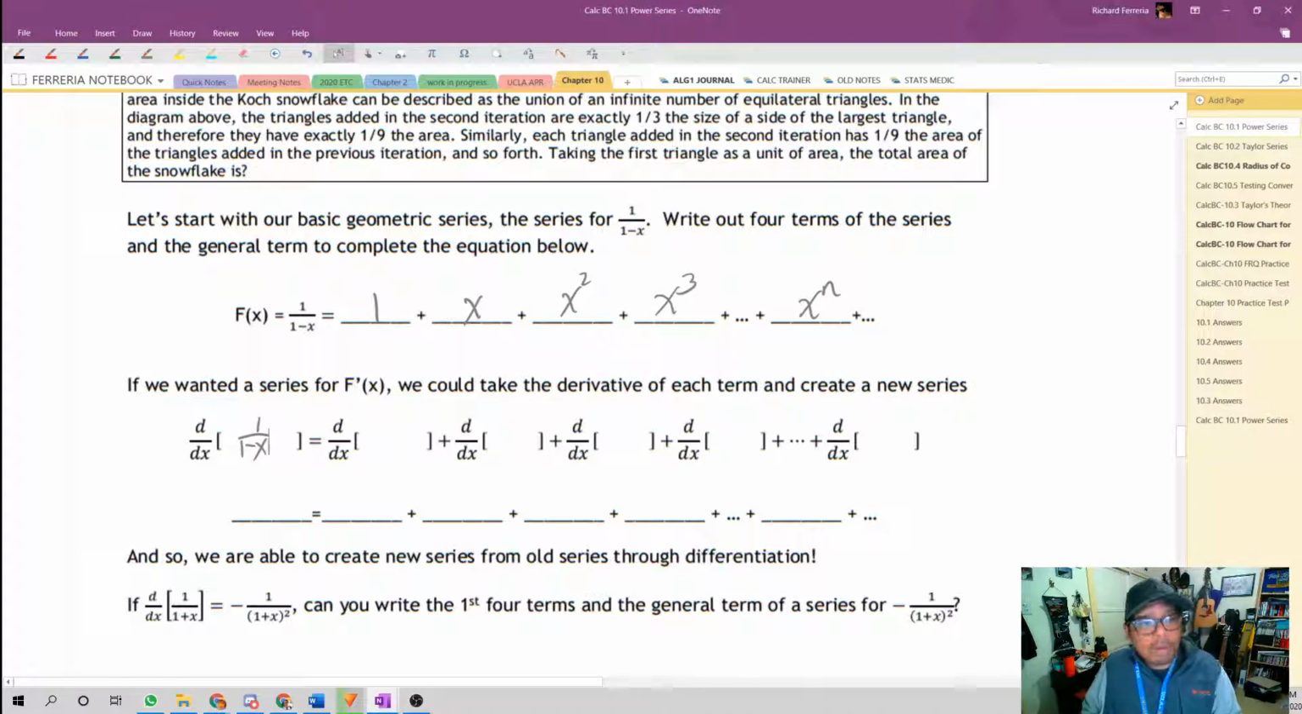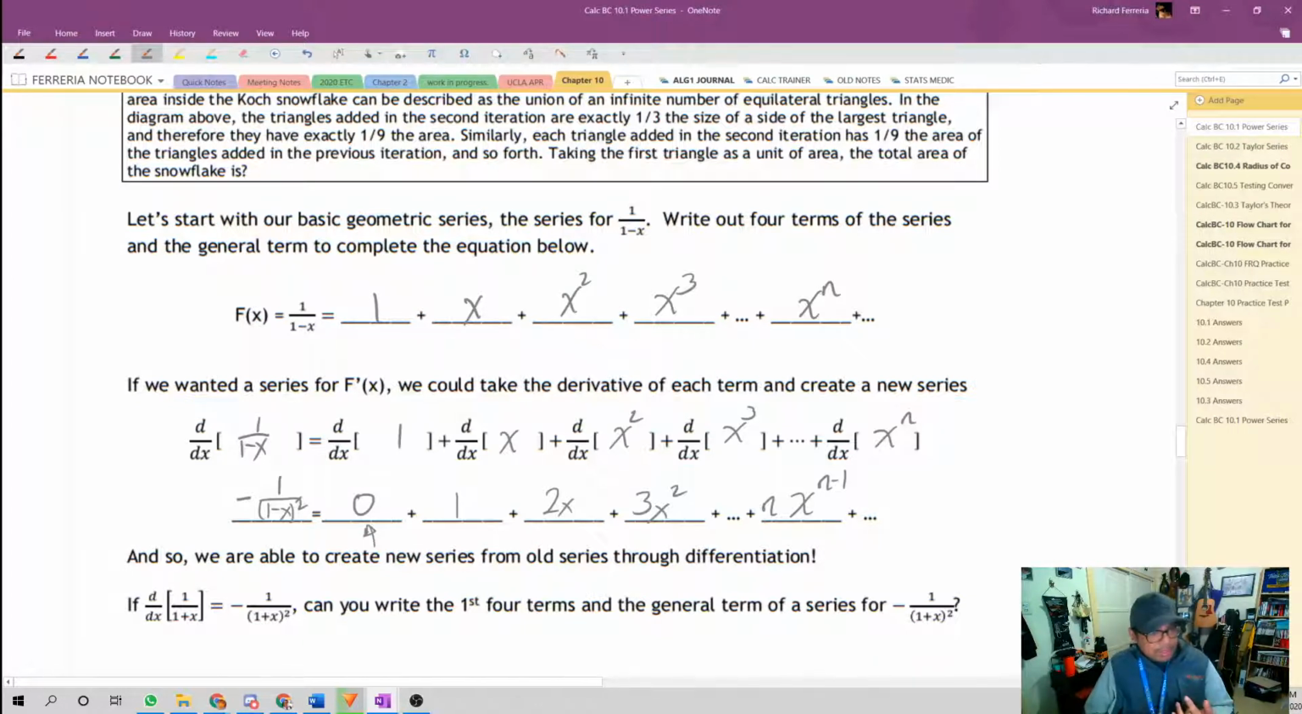So the derivative of 1/(1 minus x) equals the derivative of each individual term. Now all we need to do is take a derivative of each one of these expressions. And there we go. We have just created a series for 1/(1 minus x) quantity squared. Now we notice that this first term is going to be 0, and 0 terms are not usually included in our series. So we'll have to have a discussion about what happens here, because in essence, this is really the series right here.